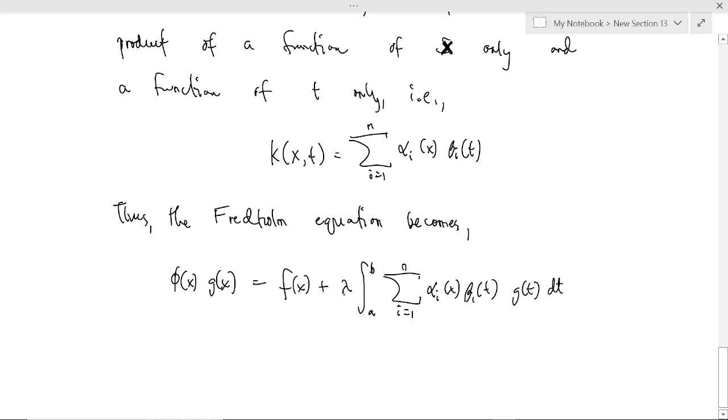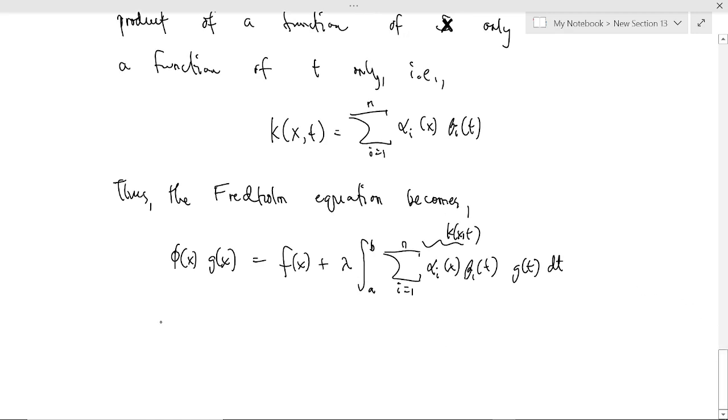Basically, we can observe that this is equivalent to our original Fredholm integral equation written above, because this is, as we know, the kernel, so we have k times g(t) dt. Now simplifying this, this implies that phi of x, g of x is equal to f of x plus lambda.